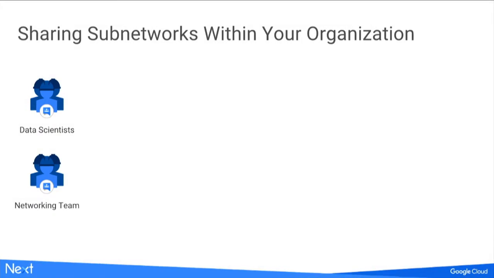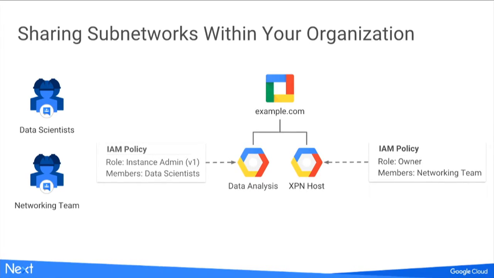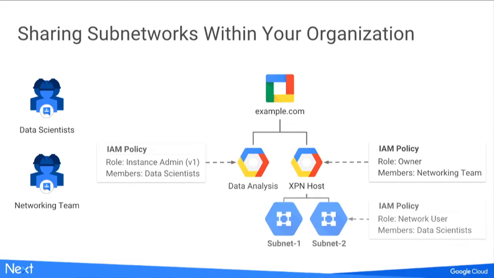So this means that the data scientists can have easy communication between all of their instances while still maintaining isolation from other services and other teams. So your policies might look like this. In this case, we granted the network user role to the data scientist just on a specific subnet.